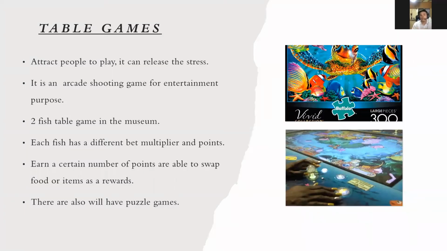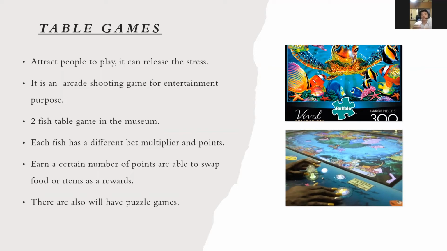So next will be the table games. These table games are to attract people to play, so that they can release their stress as well. This is an arcade shooting game for entertainment purposes. There will be two fish table games in the museum. The fishes in the game will give different multiple points, and also bad multiples. They can earn coins or points through playing this game, and exchange them for gifts, foods, or items as rewards after playing.